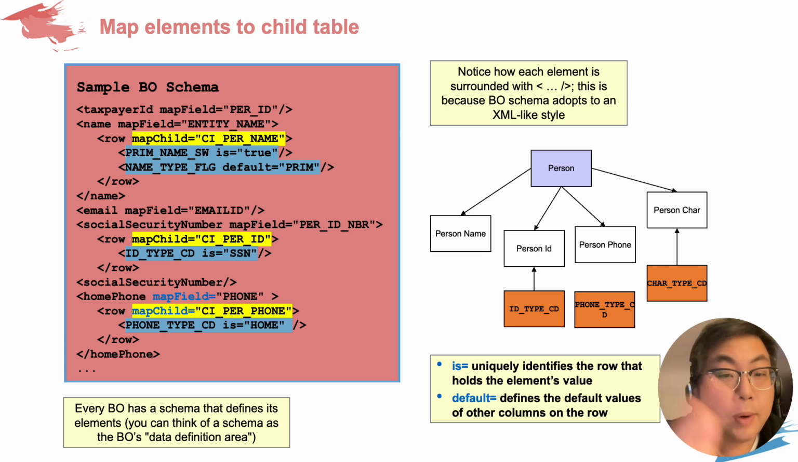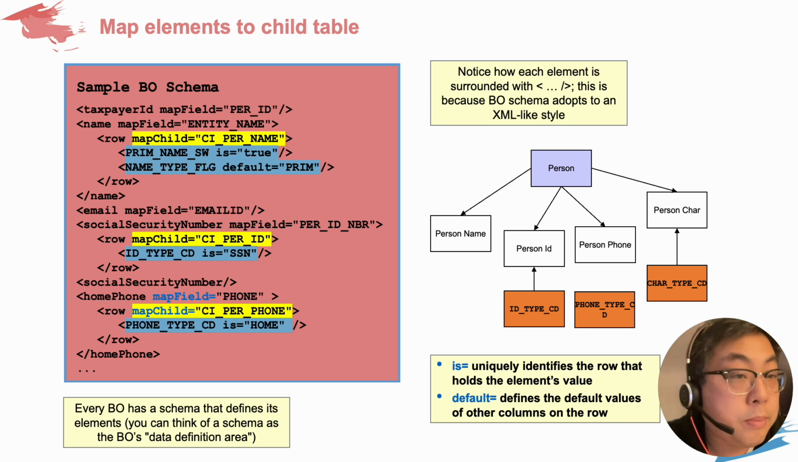Over here on the right hand, if you have a look at this diagram, we can see person is the prime table, and per ID, person phone, and person characteristic, they are all child tables. However, you don't have to have the exactly same structure in the BO schema. So in the BO schema, you can see the taxpayer ID, name, email, they are on the same level, although you can map different elements into different levels. For example, the child tables for some of the fields.